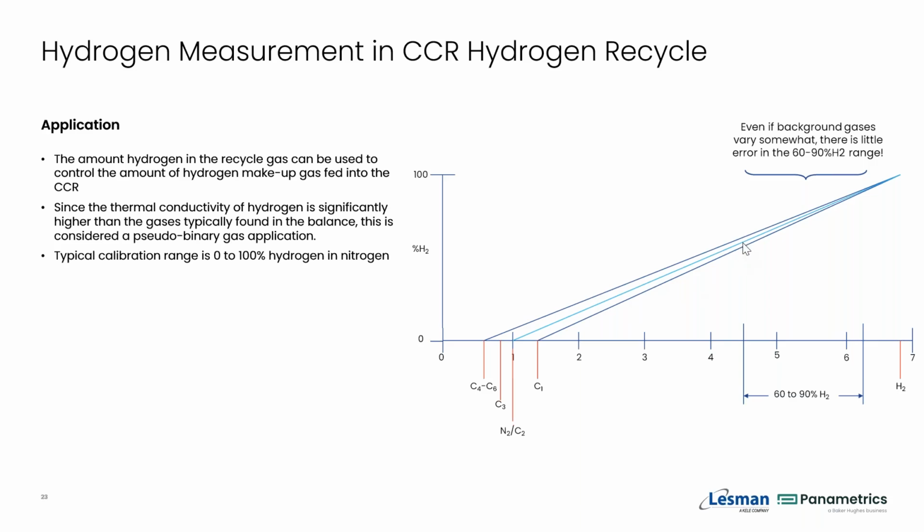So in essence, this becomes what we call a pseudo-binary gas measurement, where the hydrogen is one gas and everything else acts like a single component. And in a case like this, you can use a binary gas analyzer to let you know where you are in that 60 to 90% hydrogen range. This you typically calibrate for 0 to 100% hydrogen, and then you'd get this kind of performance over here, and it's easy to make those measurements.